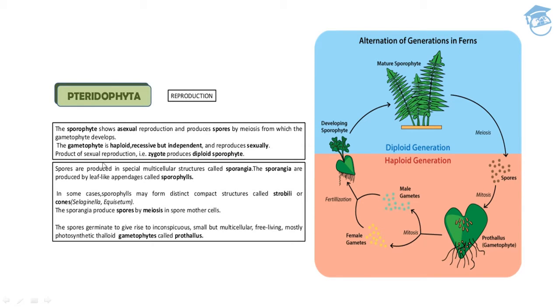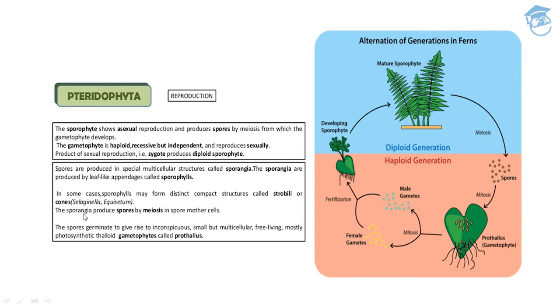Okay, and spores are produced in a special multicellular structure which is called sporangia, and sporangia are produced by leaf-like appendages which are called sporophylls. I hope it is clear to you now. And in some cases it is seen that sporophylls may form a distinct compact structure which is called strobili or cone. This can be seen in Selaginella and Equisetum.